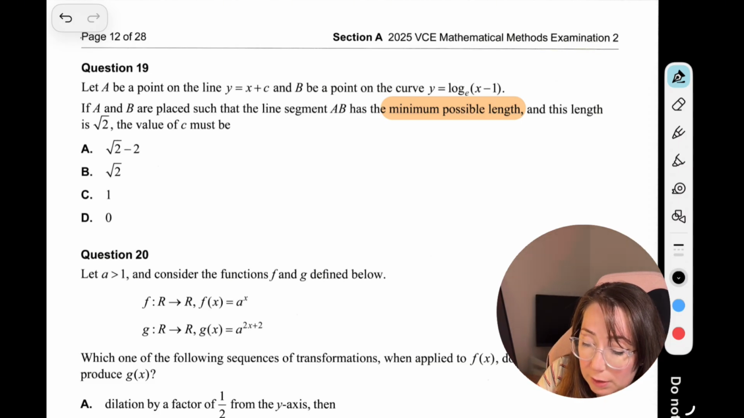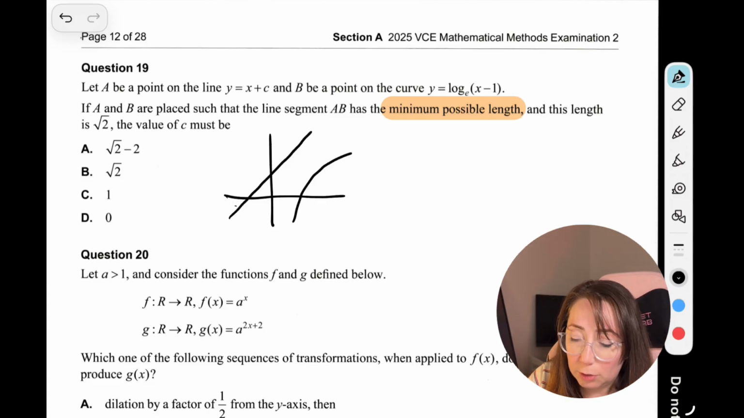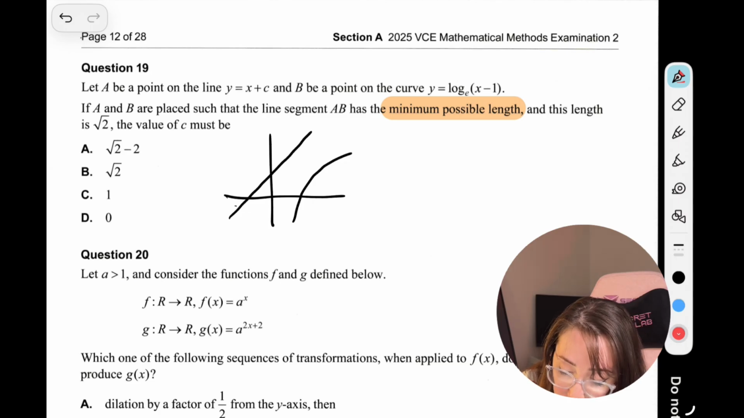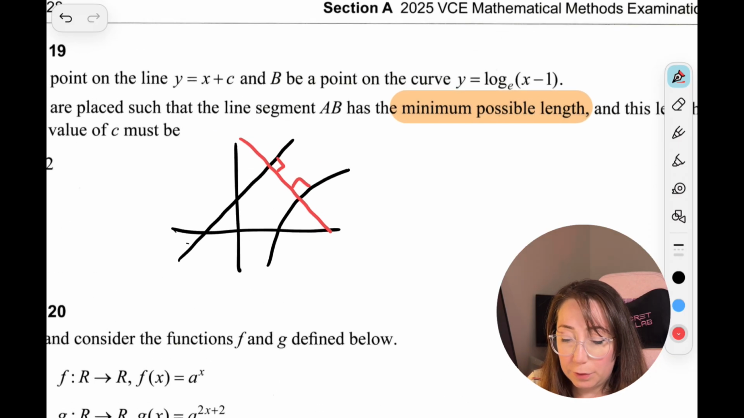So if I were to give this a quick graph, so we've got some sort of x plus c, sorry, not the normal, that's the line, and the minimum distance is going to be at the perpendicular part there. Now, this question is quite involved. There's a few things to this.